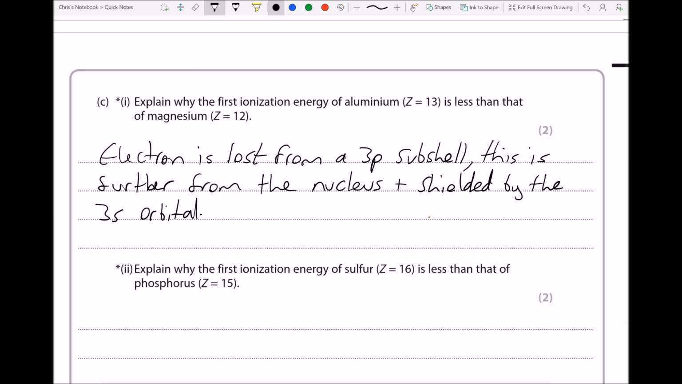Okay, so this is 2 marks. We need to say that the electron is lost from a 3p subshell. That's the first mark. And this is further from the nucleus gets the second mark, or you can say shielded by the 3s orbital. So that's where you would get your 2 marks from.